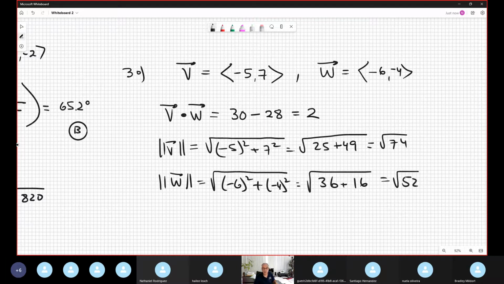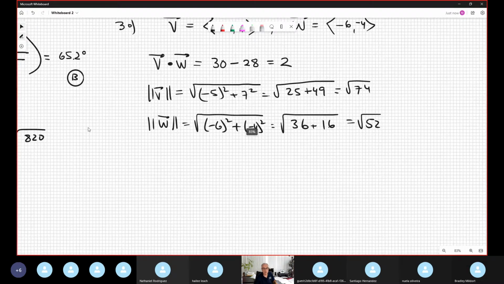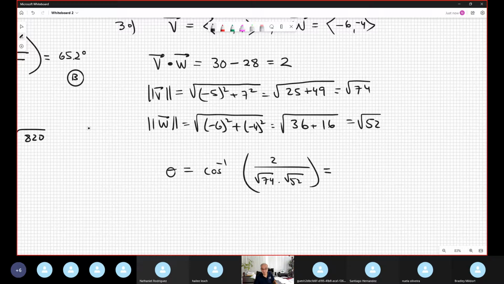Okay. Now the formula: theta, the angle in between the vectors, equals cosine inverse of the dot product 2 divided by radical 74 times radical 52. Put it in the calculator like that. And it says 88.15 degrees. Like the option B, I guess so.